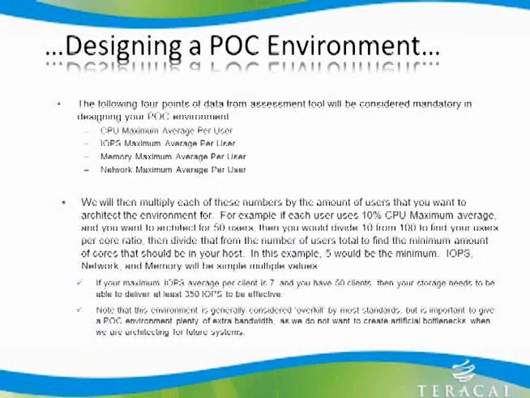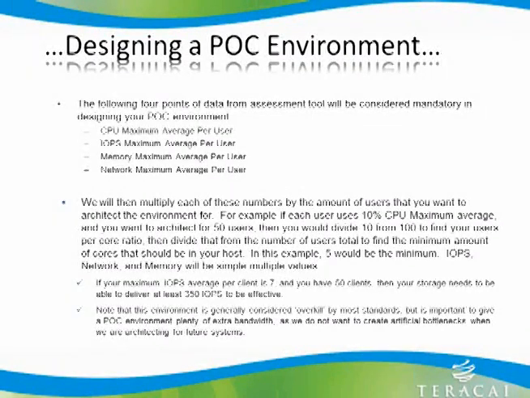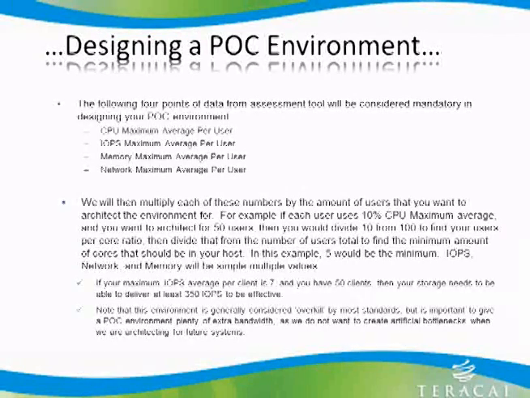Note that I say at least, especially during a POC. You're going to want to overbuild this environment slightly. So having something along the lines of 500 IOPS minimum would not necessarily be a bad thing. Again, we're trying to eliminate bottlenecks here. Now, you have to note that this environment is generally considered overkill by most standards, but it's important to give a POC environment plenty of extra bandwidth, as we can't create artificial bottlenecks when we are architecting for future systems. Again, that's going to skew your numbers.